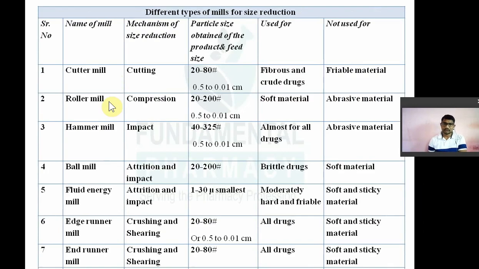See, cutting is for cutter mill, roller mill for compression. Then impact is the mechanism for hammer mill. Attrition and impact both are the mechanism for ball mill and fluid energy mill. Then crushing and shearing are for runner mill, edge and end runner mill. And shearing is the size reduction mechanism for colloidal mill.